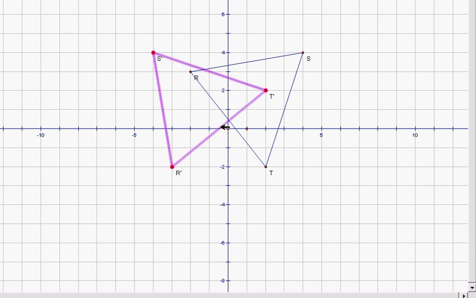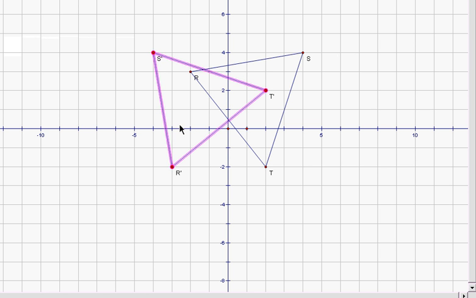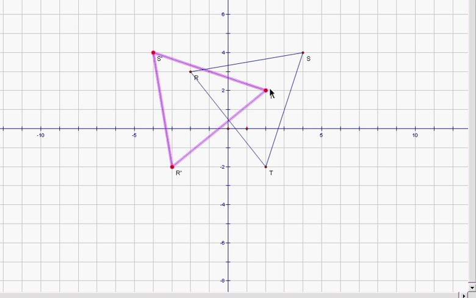So S' should be negative 4, 4. Is that what we had? Yes. R' should be negative 3, negative 2. That is what we had. And T' should be 2, 2.